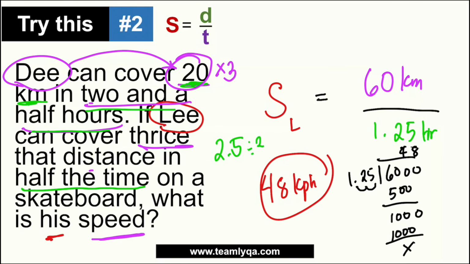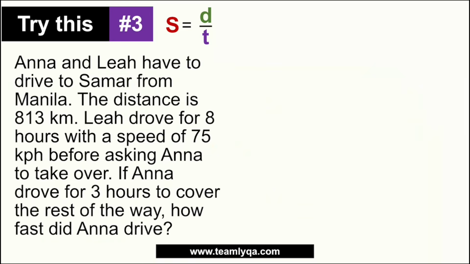It's all about understanding kung ano yung sinasabi dun sa sentence. Okay? So, if Lee can cover thrice that distance, which is in 20, half the time, that would be half ng 2.5, and then you solve that. Now, dito tayo sa number 3. Yung number 3, a little more challenging, dalawa na yung tao.